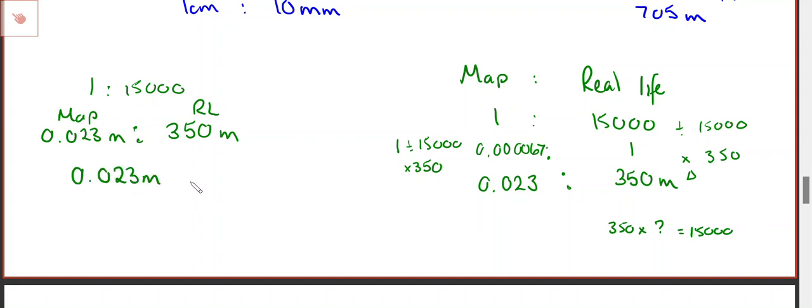0.023 meters. If we times by 100, we get 2.3 centimeters, because times by 100 gives me centimeters. We could then times by 10 and get 23 millimeters. Millimeters are smaller, therefore there's more of them in the same space, yeah?